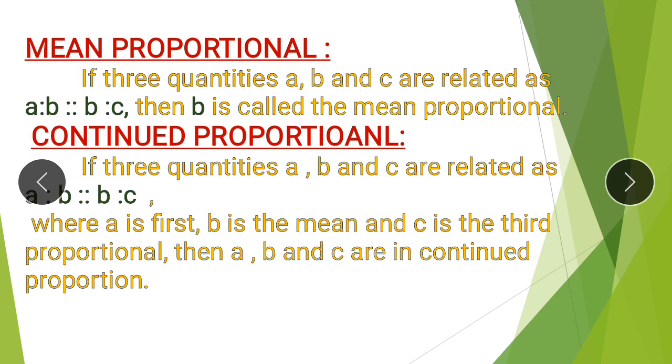Next is mean proportional. If three quantities A, B and C are related as A:B proportion B:C, then B is called the mean proportional. In mean proportional, two extreme values will be given and we will be supposed to find the mean proportional. Next is continued proportional. If three quantities A, B and C are related as A:B proportional B:C, where A is the first, B is the mean and C is the third proportional, then A, B and C are in continued proportion. In continued proportional, some unknown letters or values will be involved in the mean quantities, and we will be supposed to find that unknown value. You will better understand these proportionals when you solve the exercises.